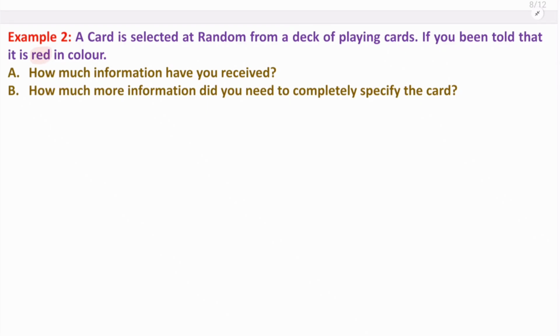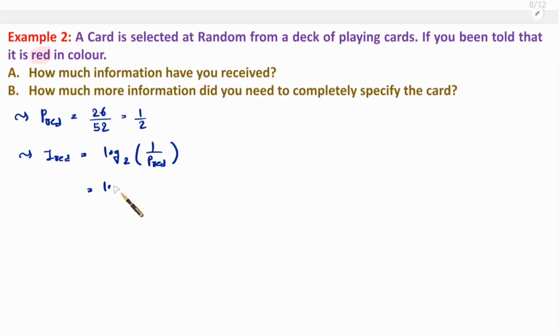So first of all, one should know how many cards are there. See, in total 52 cards are there, out of which 26 cards are red and 26 cards are black. So probability of red card, that will be 26 divided by total card, that is 52. So that will be half. And for this probability, we need to identify information. So information of red card, that will be log of base 2 1 divided by probability of red card. So that will be log of base 2 1 divided by probability of red card is half.